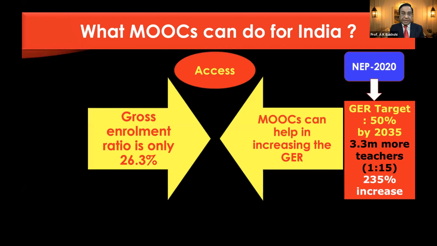But now the new education policy says the target of gross enrollment ratio is 50% by 2035. How will we do that? If we open more universities, appoint more teachers, one will need 3.3 million more teachers, keeping a teacher-student ratio to be 1:15. But that may not be possible.